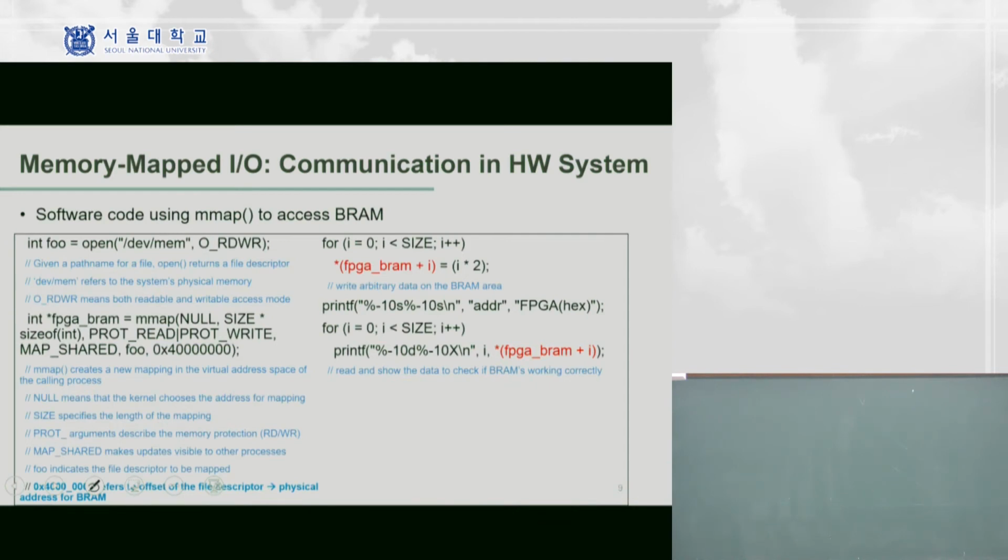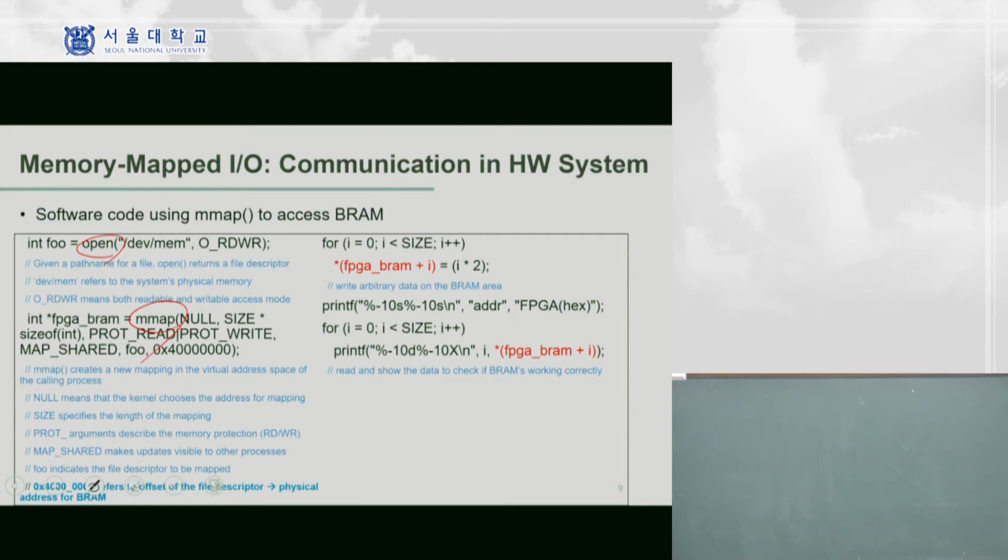The first statement is open. Open is the OS system call to open files or any device, right? In this case, we open /dev/mem, which is the physical system memory. We open it with a read-write flag, so you can read from this device and write to this device. By the way, this device is the physical memory in this case. And then you execute the mmap system call, memory map. It creates a new mapping in the virtual address space of the calling process.